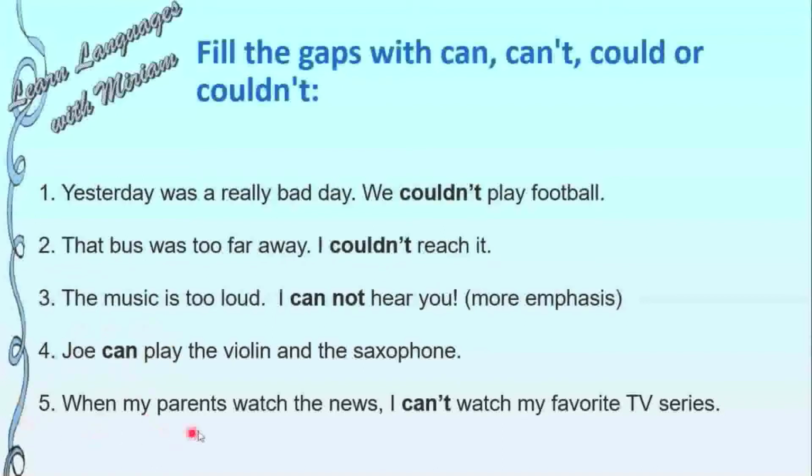5. When my parents watch the news, I can't watch my favorite TV series. Here, why in present? Because watch is in present. When my parents watch the news, this is in present, so this has to be in the present. And why can't? Because it's an action that I cannot do because my parents watch the news. So I can't watch my favorite TV series. It's impossible to do that because my parents watch the news.